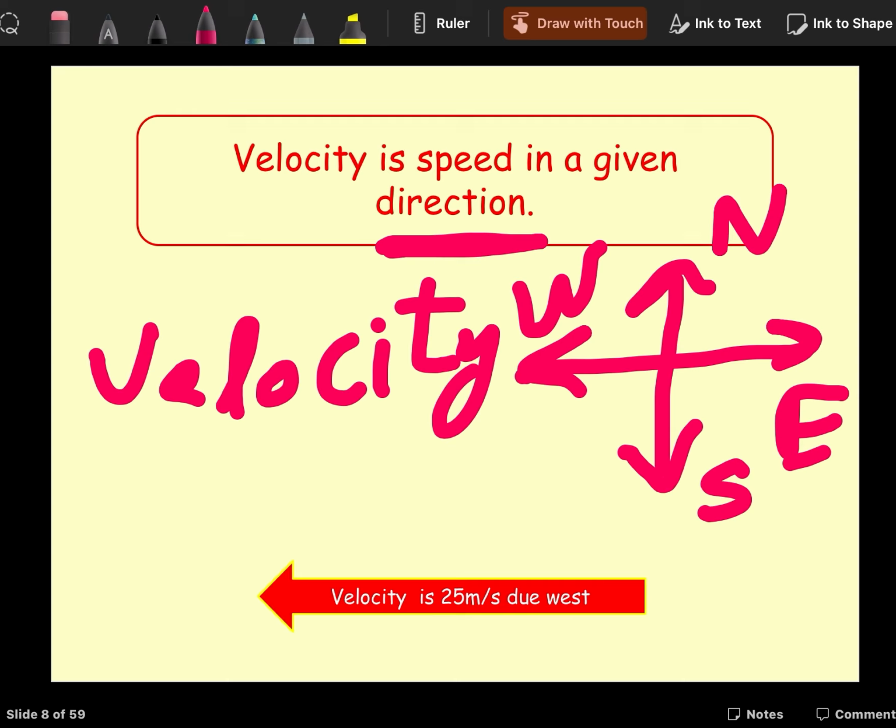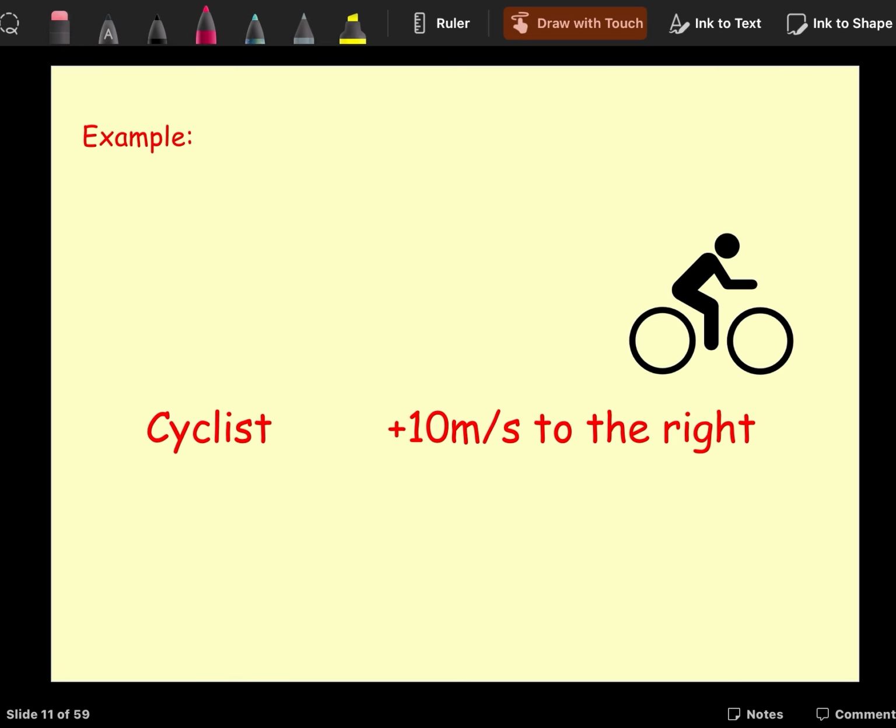Velocity is a vector quantity because it has direction, and speed is scalar because it has no direction. So by the end of this lesson I hope you will understand about speed, velocity, acceleration, and also we'll discuss distance time and velocity time graphs, and real questions we will also solve from the past papers. Like look here, we say this cyclist is moving with the speed of 10 meter per second. This is the speed. Also we mention the direction to the right, so we are here describing the velocity.